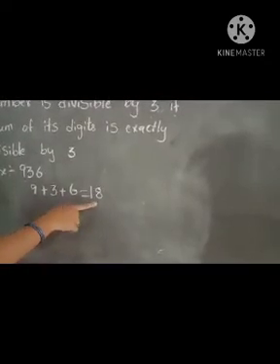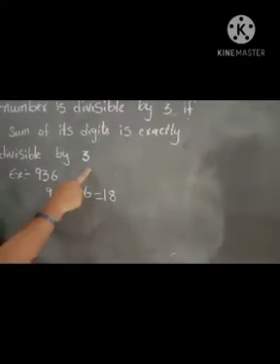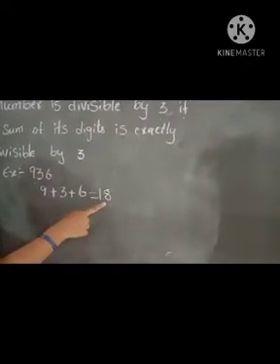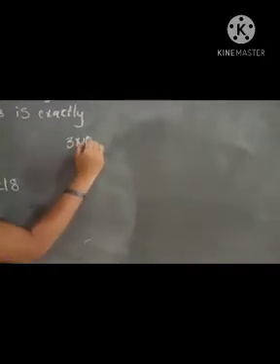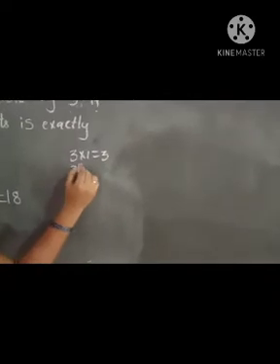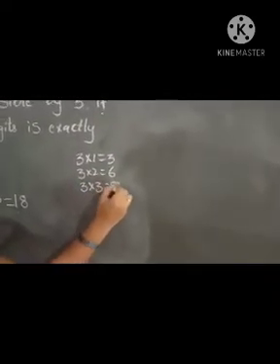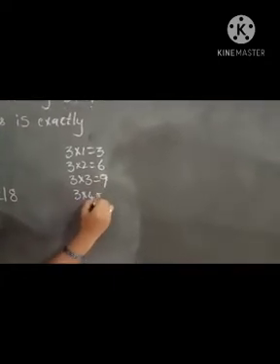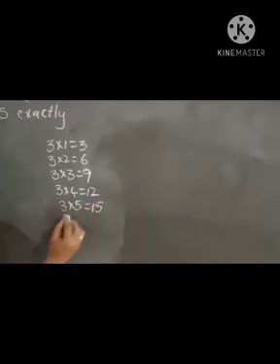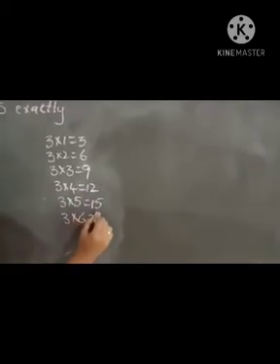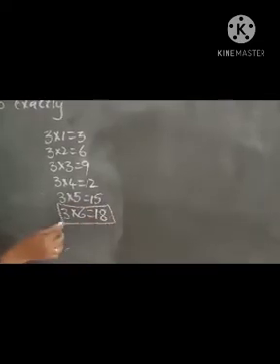Is 18 divisible by 3 or not? Again, we have to check whether it is exactly divisible by 3. So, in the 3 table, is 18 there or not? Once see, children, in the 3 table, 3 ones are 3. 3 twos are 6. 3 threes are 9. 3 fours are 12. 3 fives are 15. 3 sixes are 18. See here, 3 sixes are 18.